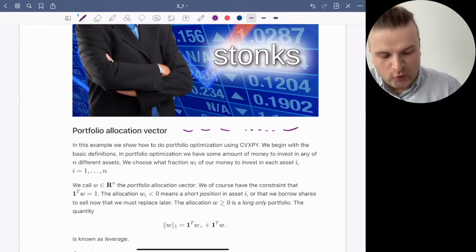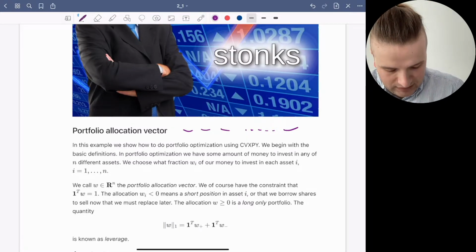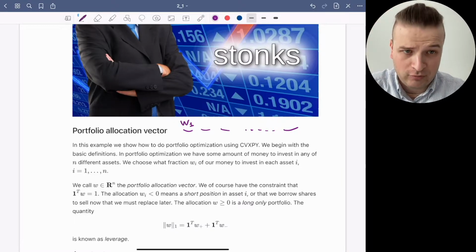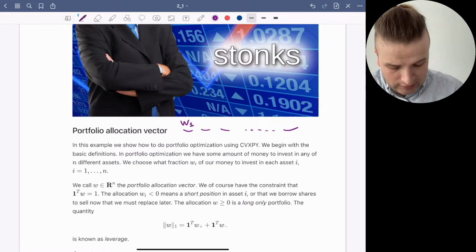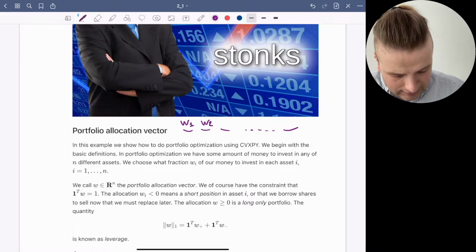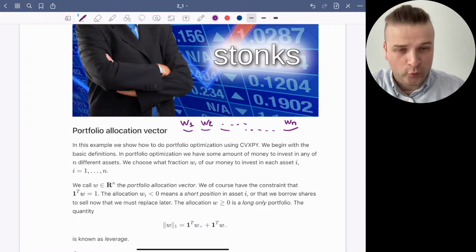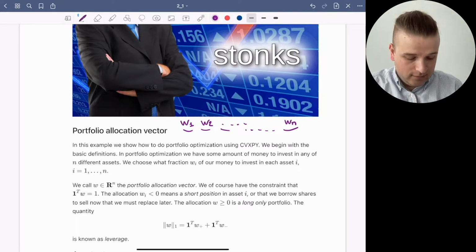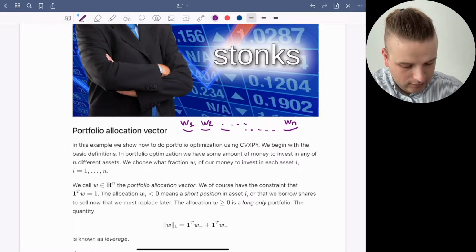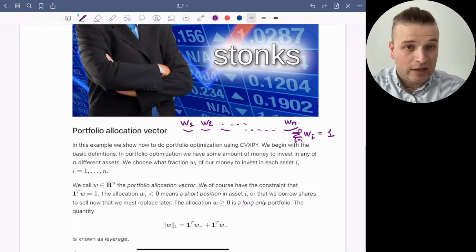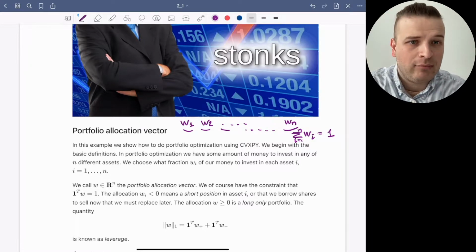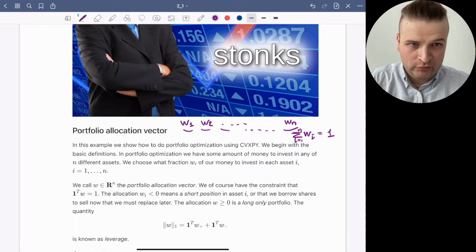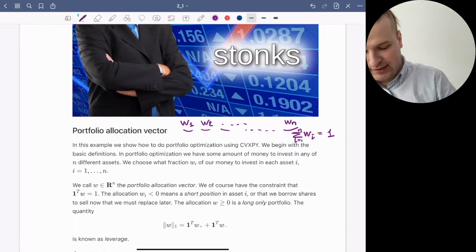So suppose we've invested W1 part of our money to the first share, W2 to the second, and so on, and Wn to the share at the end. Typically, this whole sum should be equal to 1, because each W is a part of our investment.